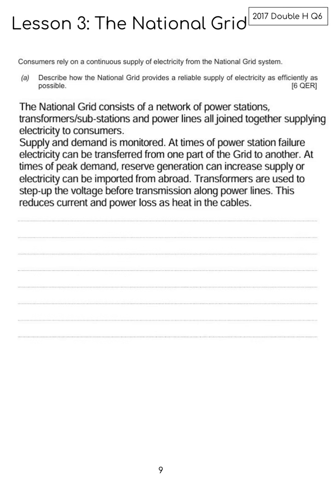Homework 3 is about the national grid, and we start with the 6th marker. Describe how the national grid provides a reliable supply of electricity as efficiently as possible. So you want to make sure you mention reliability and efficiency in this answer.